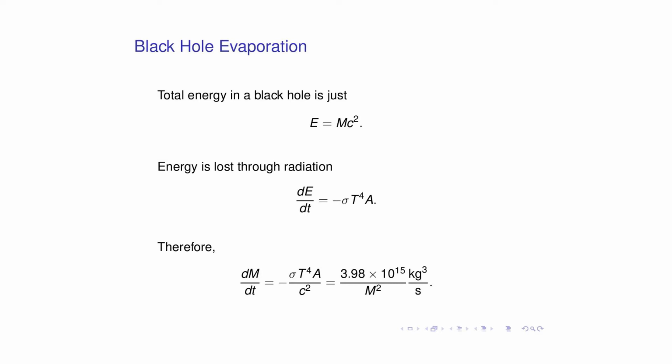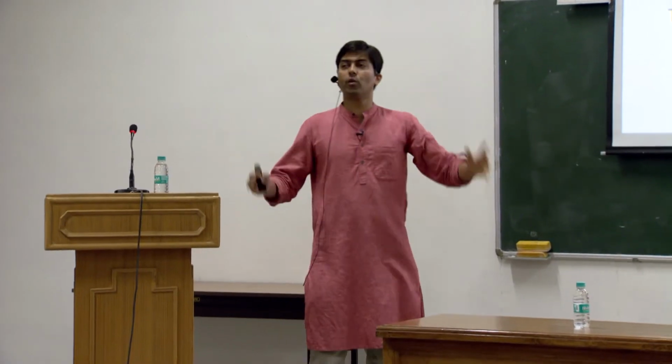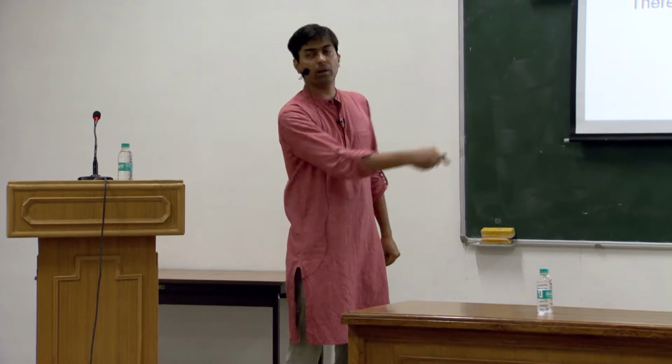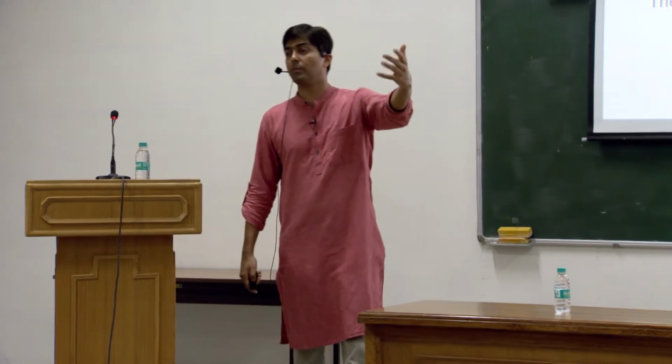Okay? And if you put in the formulas for T and the area and so on, you find that the black hole loses mass with a steady rate that's proportional to 1 over m squared and some constant that depends on various fundamental constants of nature. Okay? So all black holes lose mass through Hawking radiation by a formula, and at a rate that's proportional to 1 over the square of the mass of the black hole.